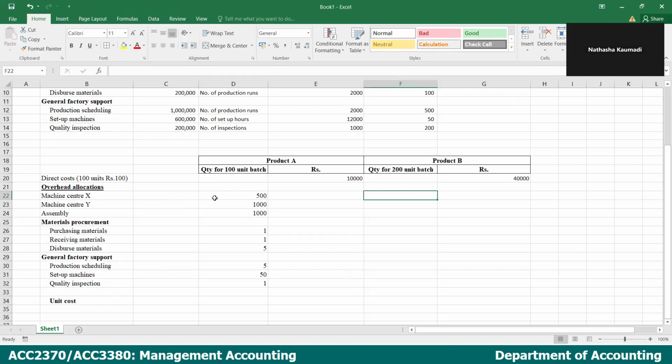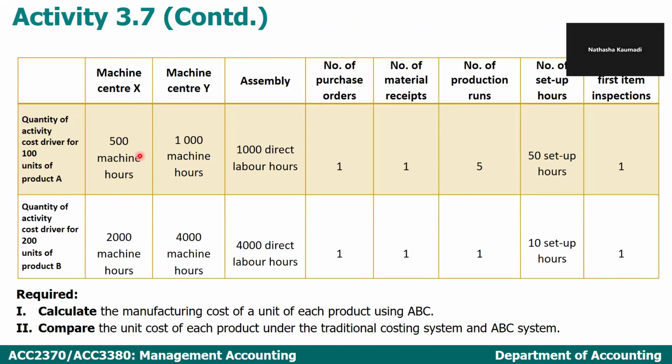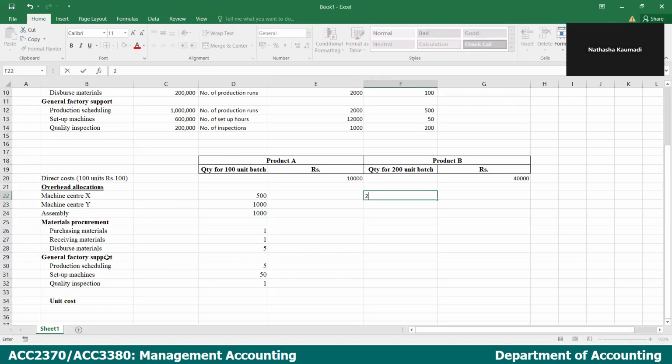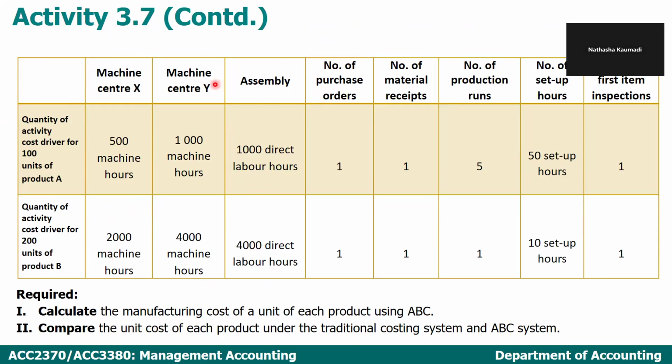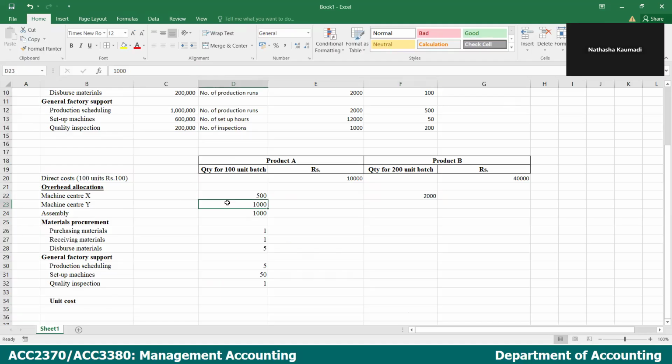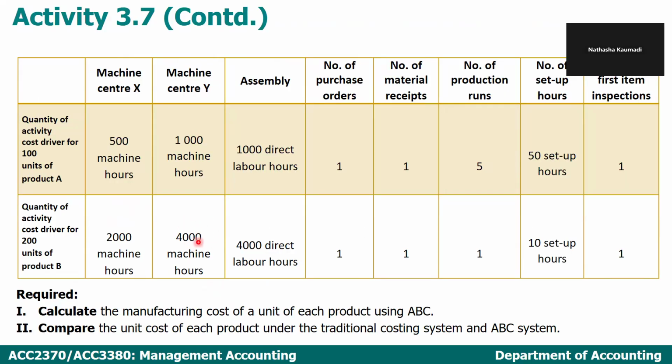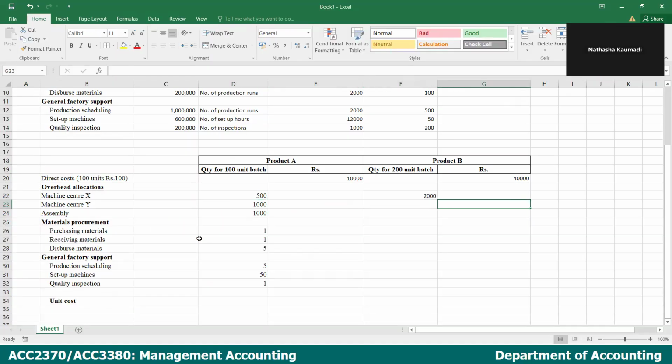What about product B? I haven't written it. I need 2000 machine hours from machine center X to produce 200 units of product B. Look at machine center Y, similarly 1000. Here for product B, 4000. So I'm writing the numbers first. Remember, this is not to produce 1 unit. This is to produce batches.